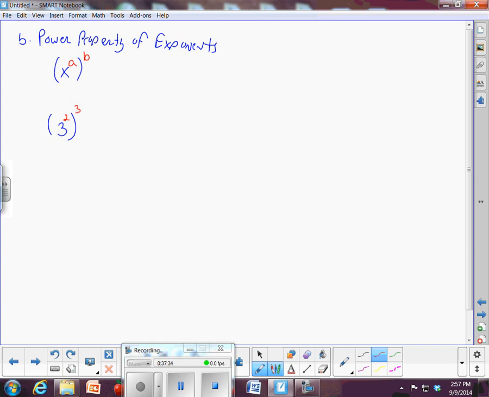3 squared cubed. Okay, 3 squared cubed. Now, there's a couple different ways we can do this. Let's go inside and do this part first. Okay? So what is a 3 squared? A 3 squared is a 3 times 3, right? And we still have this thing cubed. Hopefully you agree, right? 3 squared is a 3 times 3, and it's all cubed.